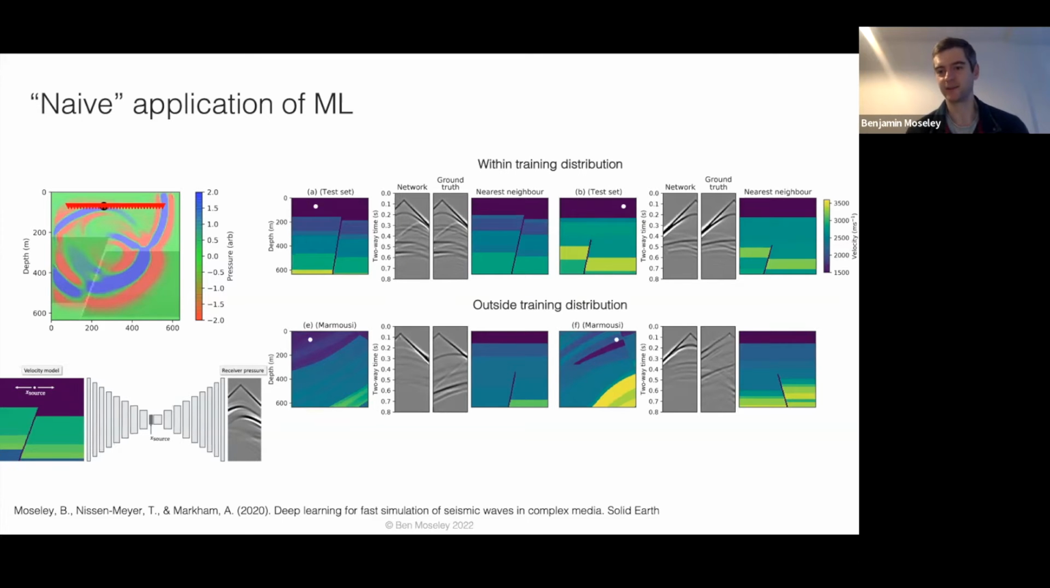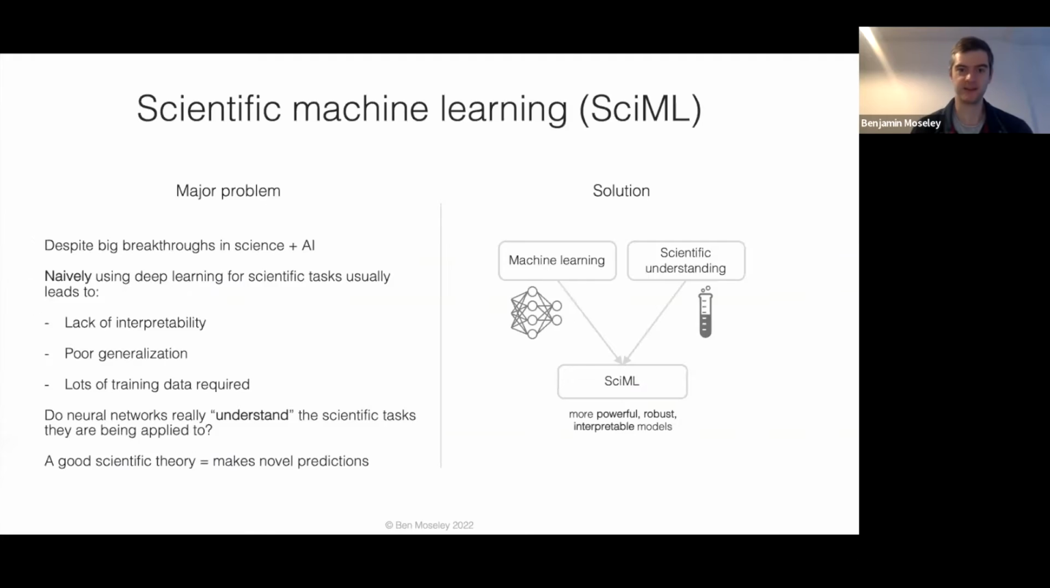And the result is that, as you probably would expect if you know about machine learning, the neural network performs well when I give it a velocity model, like an input, that's close to its training distribution. But as soon as I give it a velocity model that's outside of it, so one that's got more complex curves or faulted structures in it, the performance really degrades. And this is a major problem.